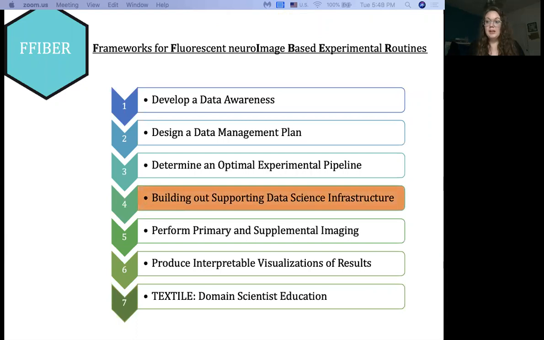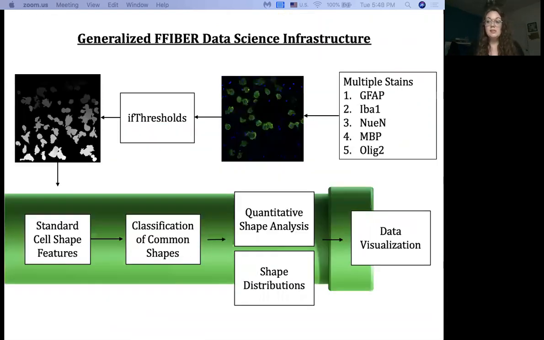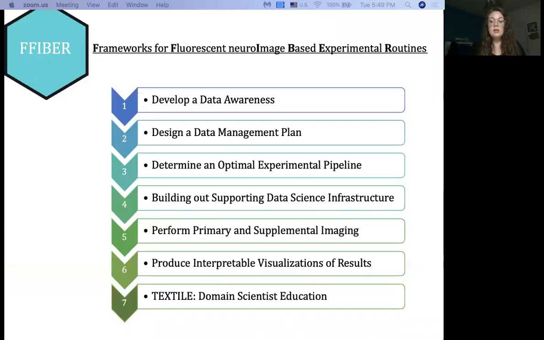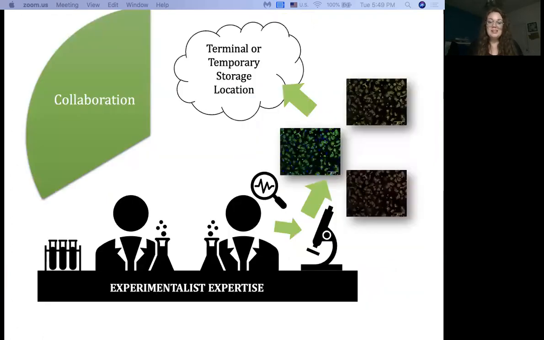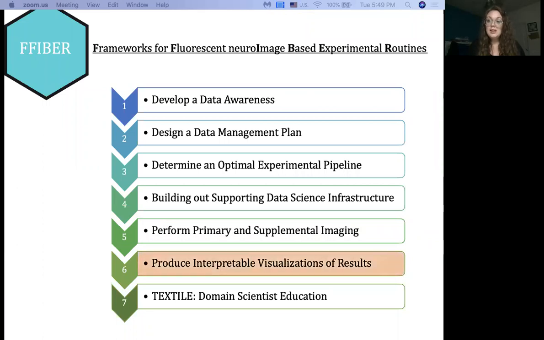Within the Nance lab, we've applied this cell morphology process enough times that we have a standard pipeline. And so all we have to do is adjust for our specific experiment and allow for our work to go through this pipeline, through our thresholding techniques, our shape analysis, and then finally to data visualization of our results. So once we build out the data science infrastructure, we have our experimentalists actually perform the imaging. What's amazing about FFiber is that our experimentalists already know who's doing what, where it's going, how much data it's going to be, and our data scientists already know how many images are being procured and in what file types, so we can go straight into getting results and then producing interpretable visualizations.